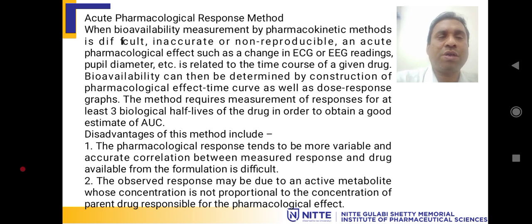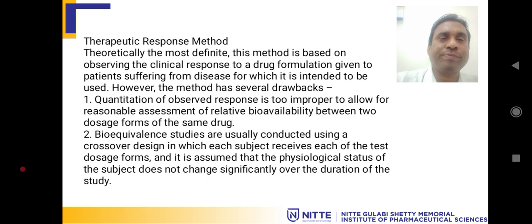The pharmacological response tends to be more variable, and accurate correlation between measured response and drug availability from the formulation is difficult. Observed response may be due to an active metabolite whose concentration is not proportional to the concentration of parent drug responsible for pharmacological effect.